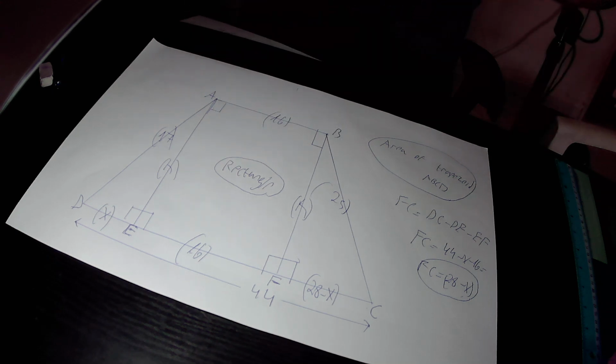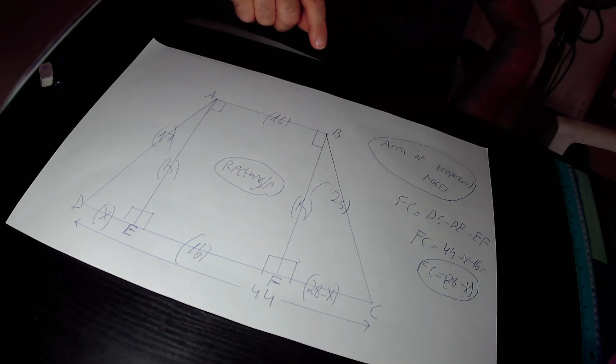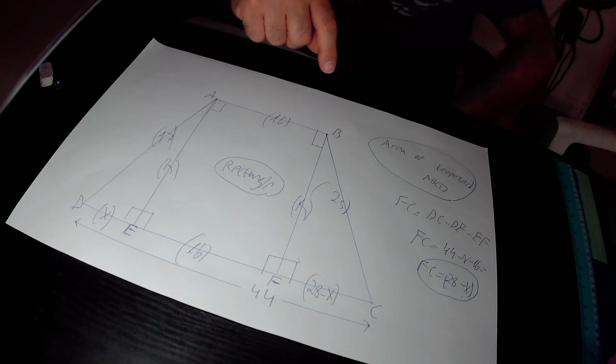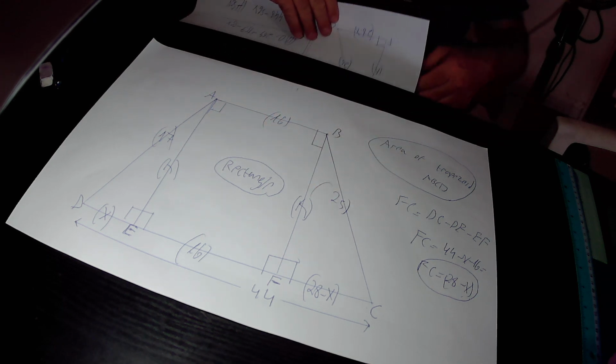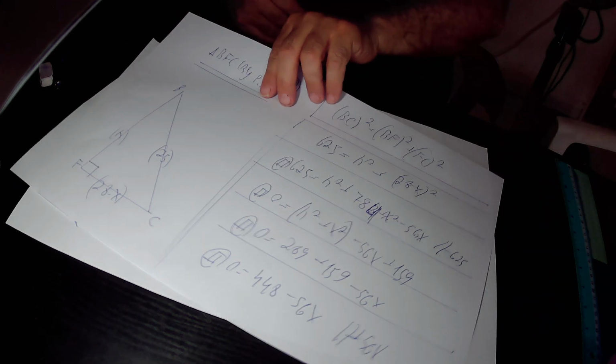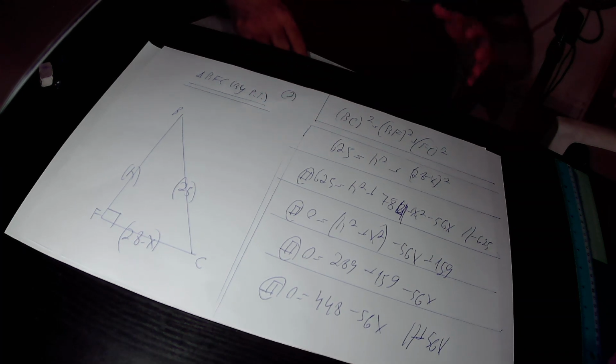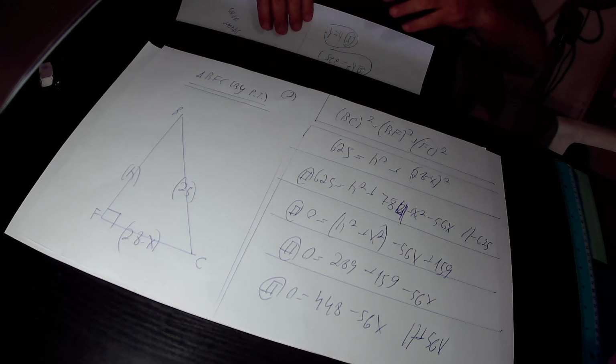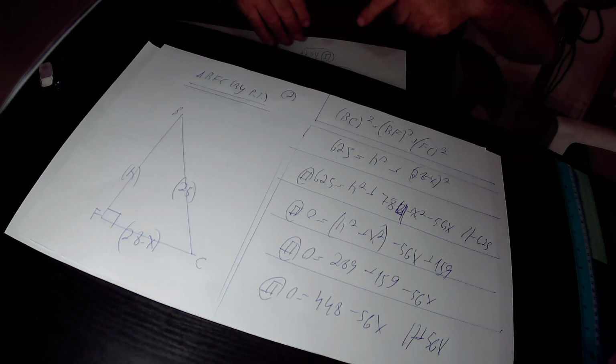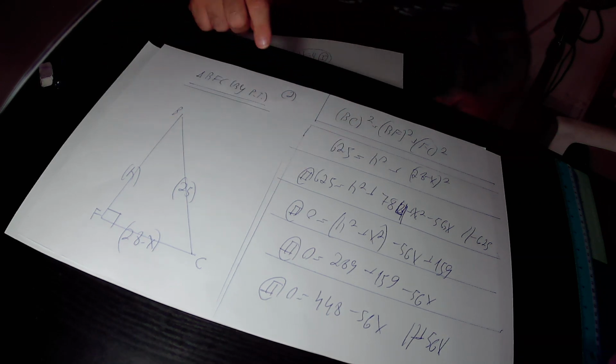So in the next step, I copied the right triangle BFC onto a new page and we implemented the Pythagorean theorem on this right triangle BFC. This is the right triangle BFC that I copied from the original drawing. According to the Pythagorean theorem in this right triangle BFC, BC squared, that is the square of the hypotenuse, equals BF squared plus FC squared.